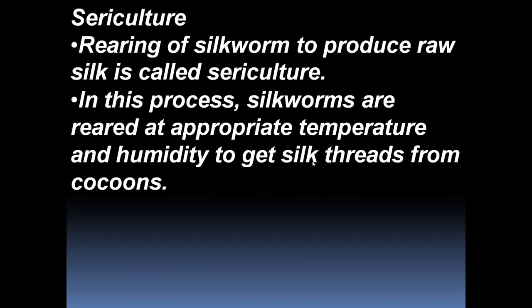Sericulture. It is a branch of agriculture. Sericulture is nothing but rearing of silkworm to produce raw silk. Rearing of silkworm to produce raw silk is called sericulture. In this process, silkworms are reared at appropriate temperature and humidity to get silk threads from cocoons.